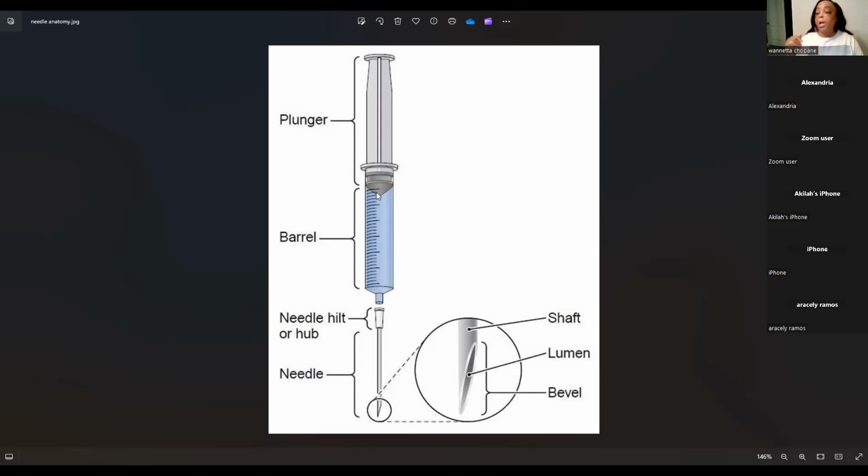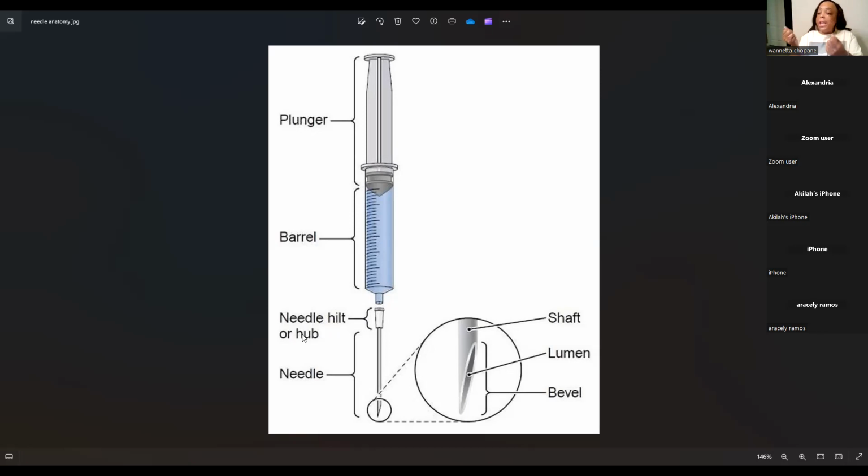It tells you how much the syringe can hold. Okay. But now, moving from the plunger, from the barrel, now we want to go into the needle. So where we connect the needle to the syringe, this intersection right here, is called the needle hilt or the needle hub. Most of us just say the needle hub.